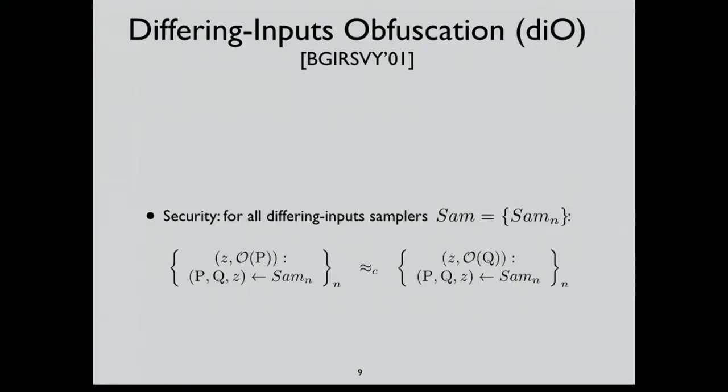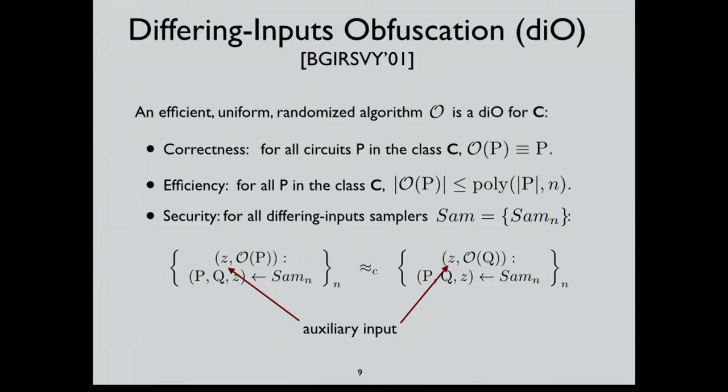And then DIO security says that these two distributions should look computationally indistinguishable, where in addition to the obfuscation of the programs, the distinguisher also gets as input the auxiliary input. This is the DIO security requirement, and once again, even if the sampler might have used very different random coins to sample the two programs P and Q, that is not what the distinguishing algorithm gets as input. This is a key point in this definition. And other than that, we have the usual correctness and efficiency requirements that I'm not going to go into.